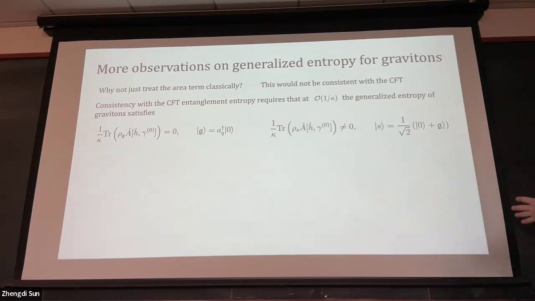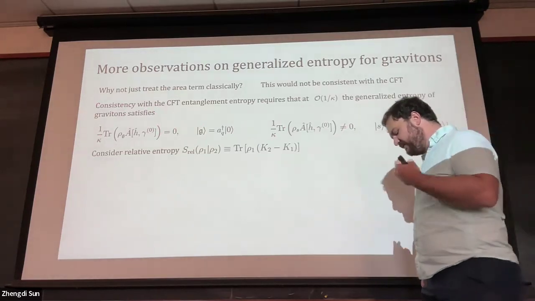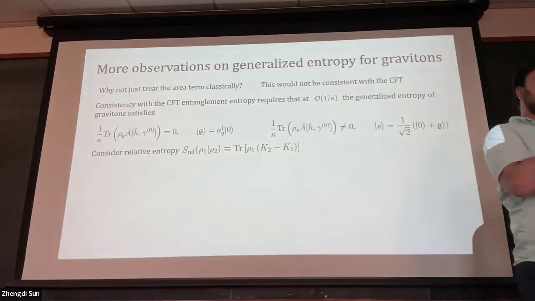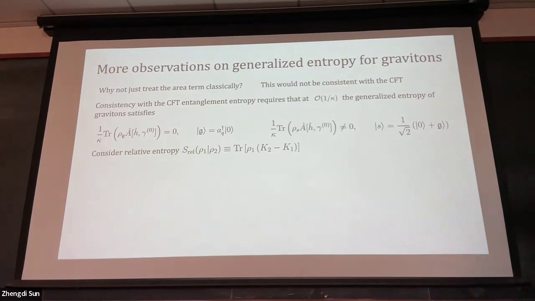So you have to treat the area as an operator, and you have to treat gamma as an operator in order for gauge invariance and consistency with the CFT. And the last thing we need is the relative entropy. I said that delta S, the difference of entanglement entropies, was like delta K, but it's not delta K. There were these order rho squared corrections, and these come from the relative entropy, which is defined like this.